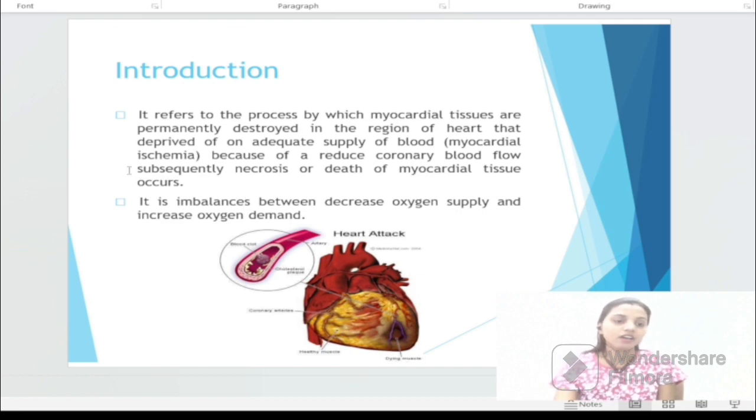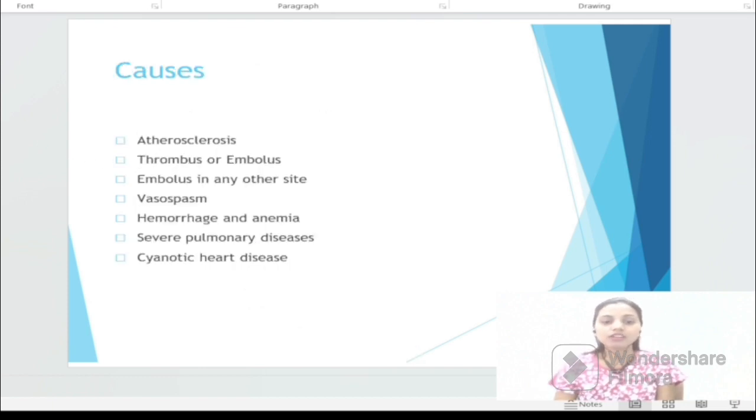Next, we discuss the causes of myocardial infarction. Firstly, the most important cause of myocardial infarction is atherosclerosis. So what is atherosclerosis? We will discuss it briefly. Firstly, we will only enlist the causes of myocardial infarction. First one is atherosclerosis. Second one is thrombus or embolus. Third one is embolus at any other sites. Fourth one is vasospasm. And next one is hemorrhage and anemia.